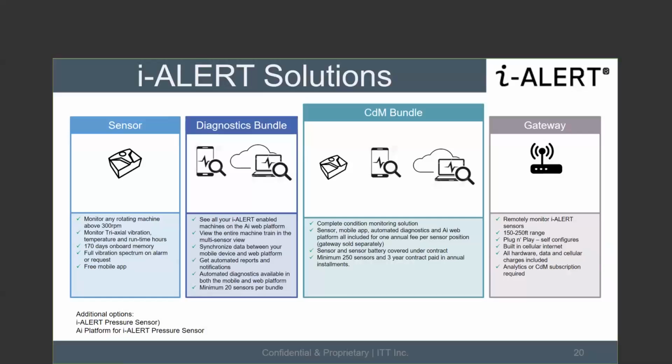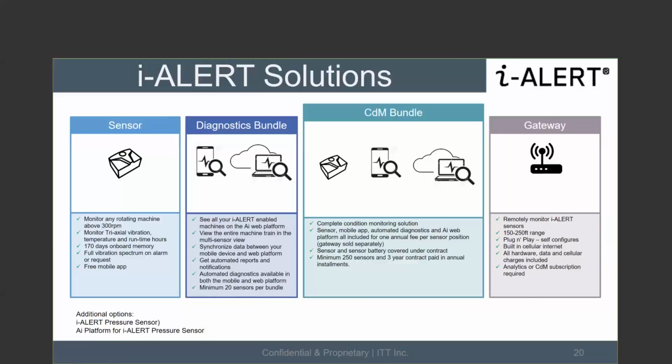I would definitely reach out to your distributor or your local sales personnel or one of us in MNC and ITT to get what the pricing would be for each individual customer. But that's the diagnostics bundle, where it's a minimum of 20 sensors, but it's individual sensors. Automated diagnostics, both the mobile app and the web platform, that's what you see over here. The gateway is the same. It doesn't really change much in that aspect of things.